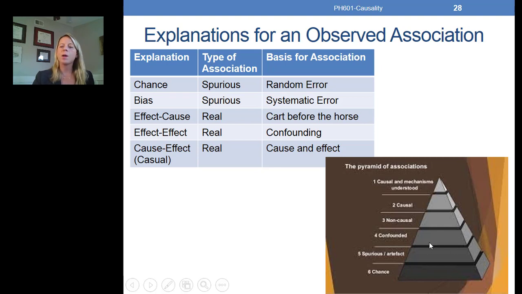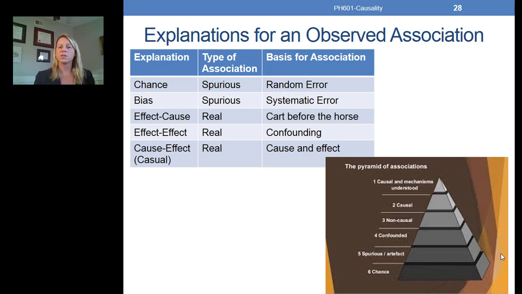The next most common explanation for an observed association is when there's some confounding going on. And we're going to discuss confounding more in the next set of videos in this module. But confounding is where you have a type of association that's real, but it's being affected by a third factor that's essentially altering the true association, either upwards or downwards.